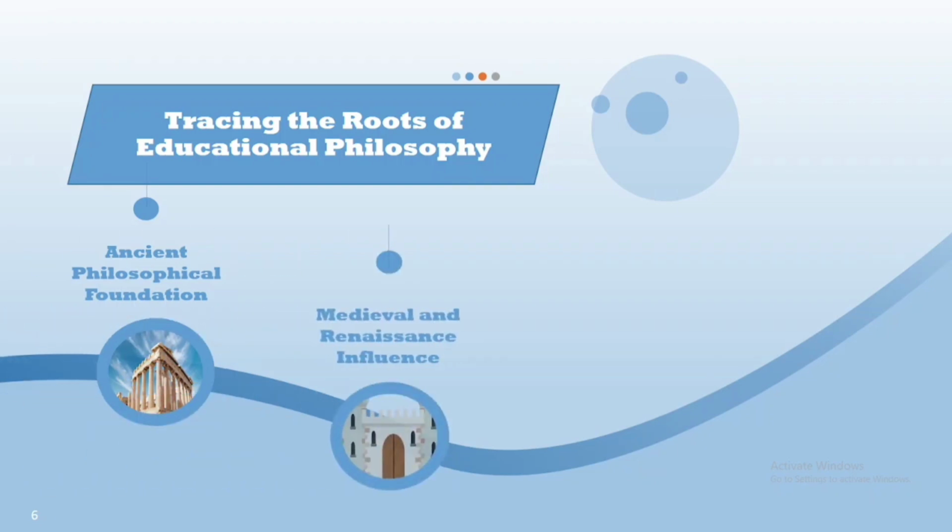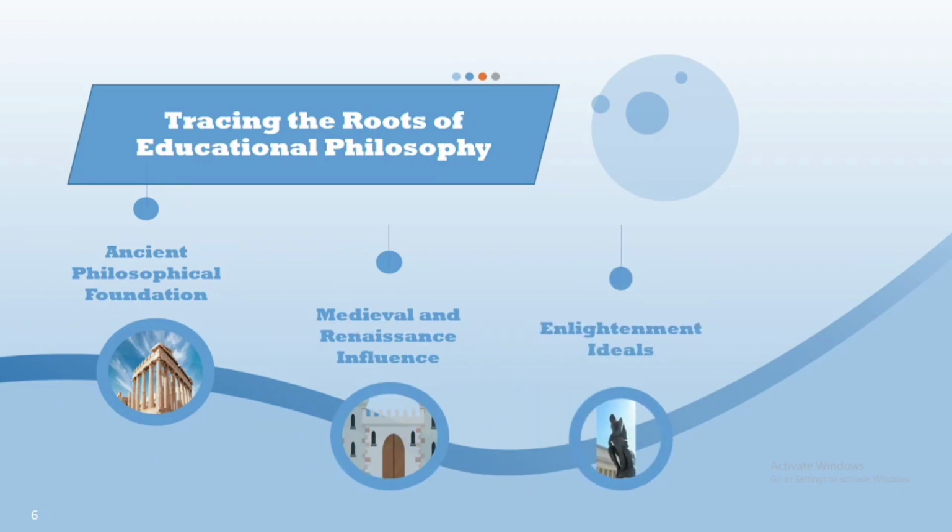The Middle Ages saw the integration of religious and philosophical ideas. Figures like Saint Augustine blended Christian theology with classical philosophy, influencing the educational landscape. The Renaissance marked a revival of interest in classical education and humanism, with thinkers like Erasmus emphasizing a well-rounded curriculum for personal and societal development.